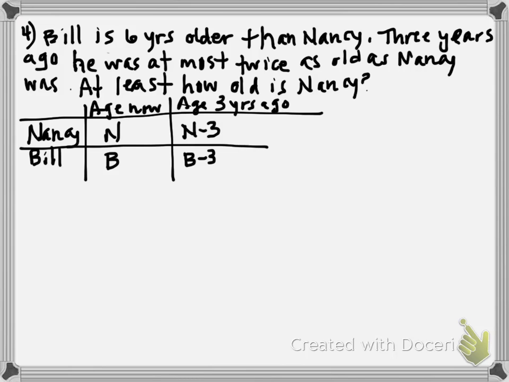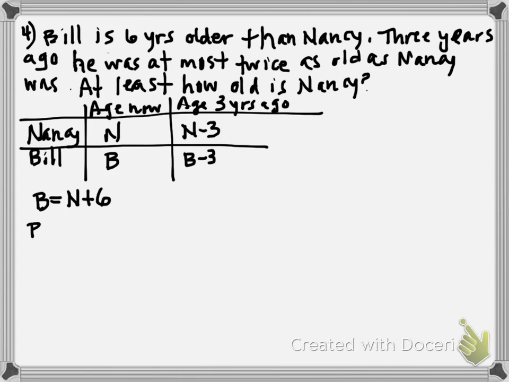So the first sentence says Bill is, no inequality there. Bill is, that's his age now, 6 years older than Nancy. So switch a phrase. So basically we're going to do a little bit of substitution on these. And then 3 years ago says use the data from the 3 years ago column.